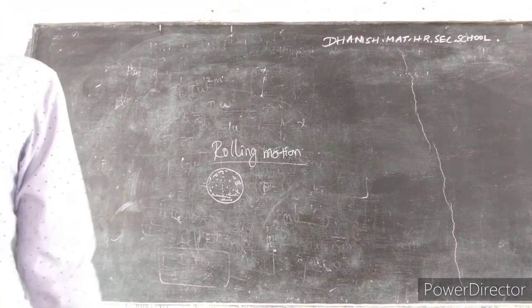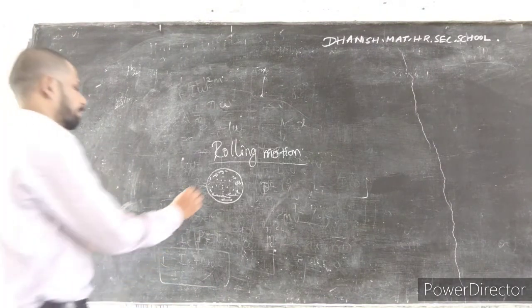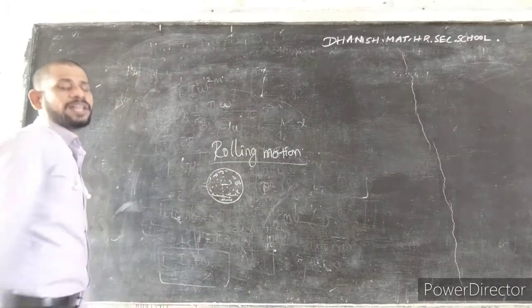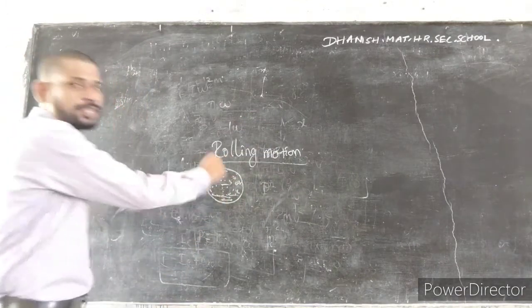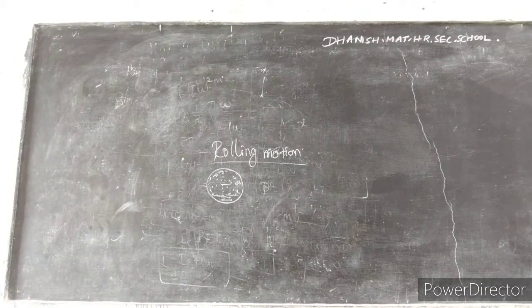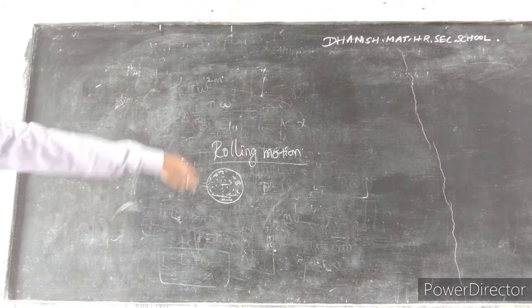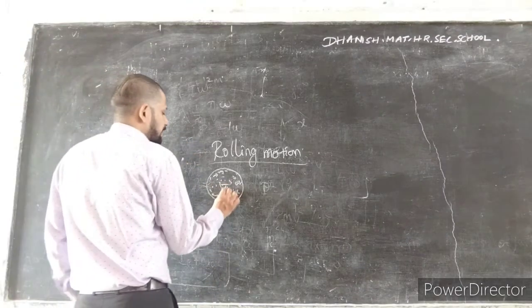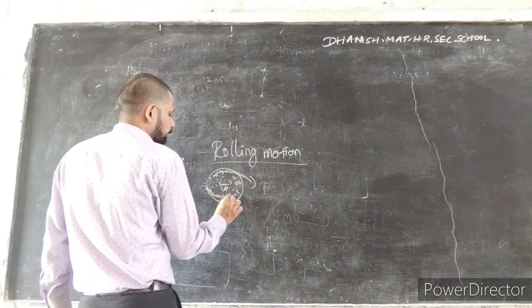The center of mass takes only the straight line path, while all other points are in rotational motion. So the translational velocity V_CM is equal to V_trans. All other points have two velocities: one is the translational velocity of the center of mass, and the other is the rotational velocity.